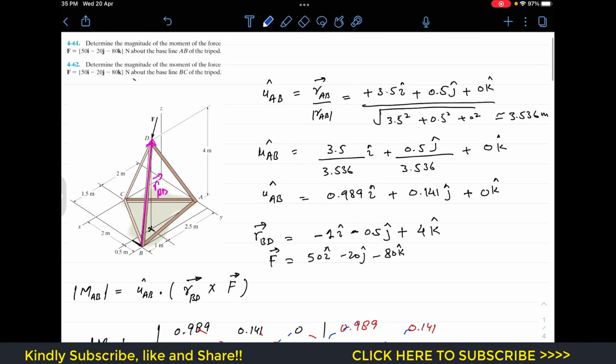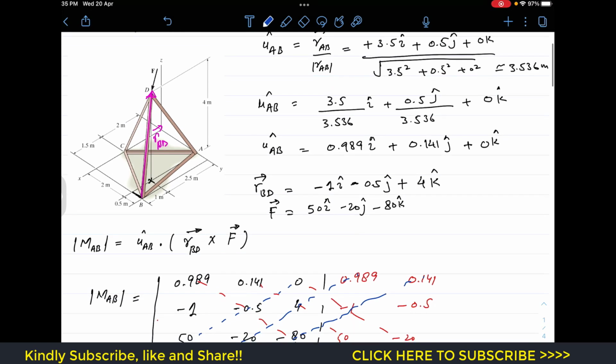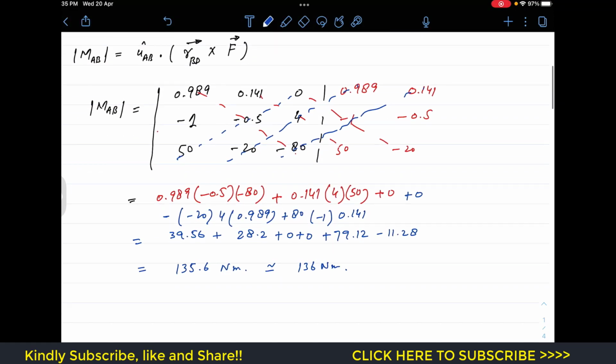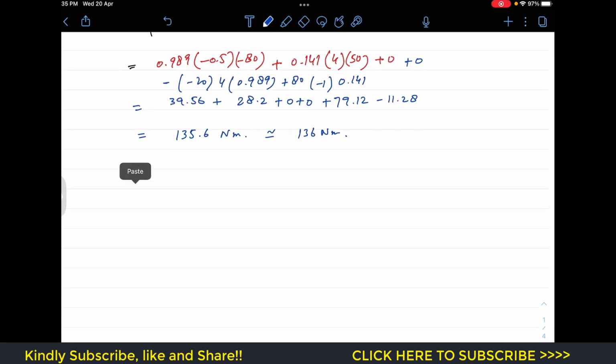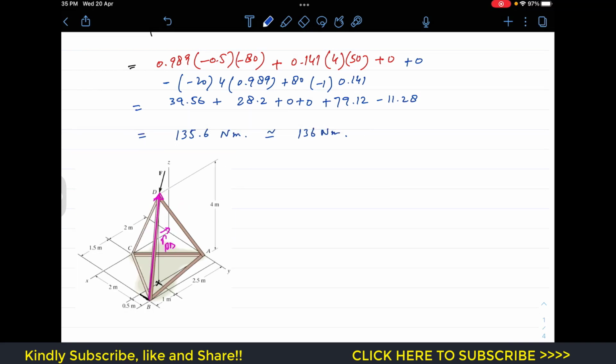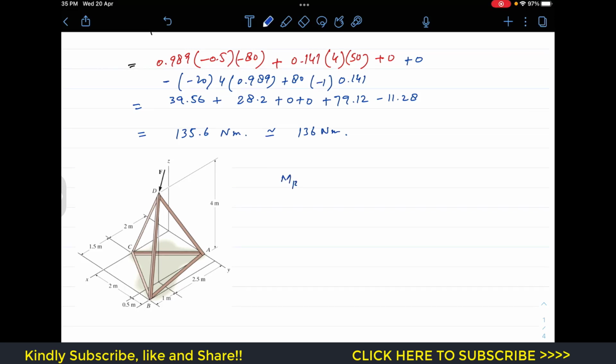Now in the second problem we have to find the moment about BC line. So to find the moment about BC line, let me make a copy of this. Now again, to find the moment about BC, let me write that equation. The moment about BC will be equal to the unit vector along BC dot product with the position vector cross F. Now the position, we can use that same position vector since we want to find the moment about BC.